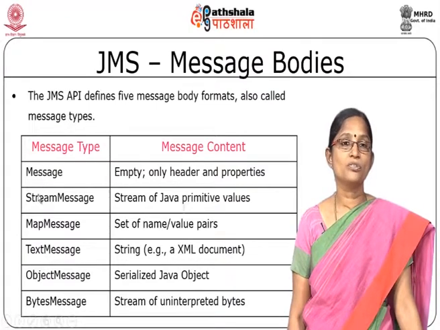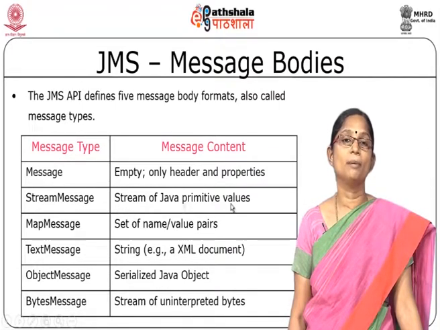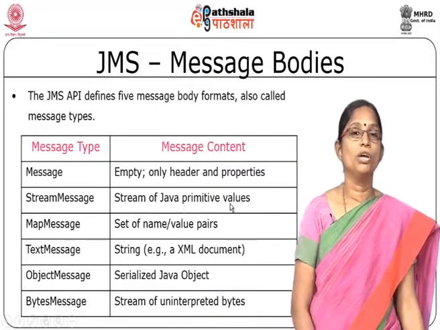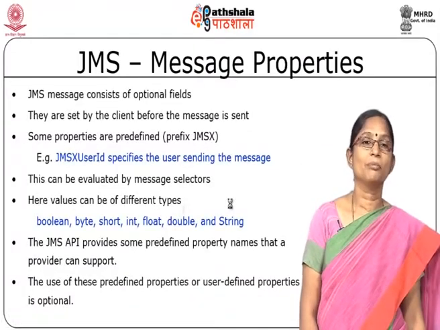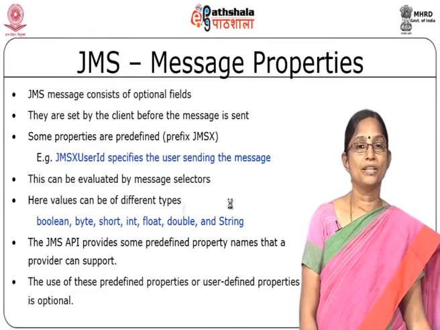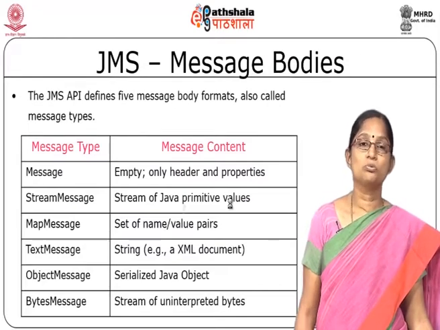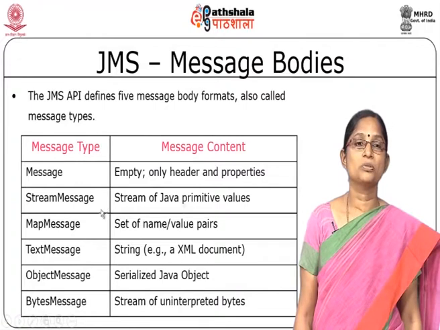But if you use a stream message, apart from the header and the properties, it is going to have a stream of Java primitive values also. What do you mean by primitive values? The primitive values are boolean, byte, short, int, float, double. So, any values which belong to this type can be called primitive values.